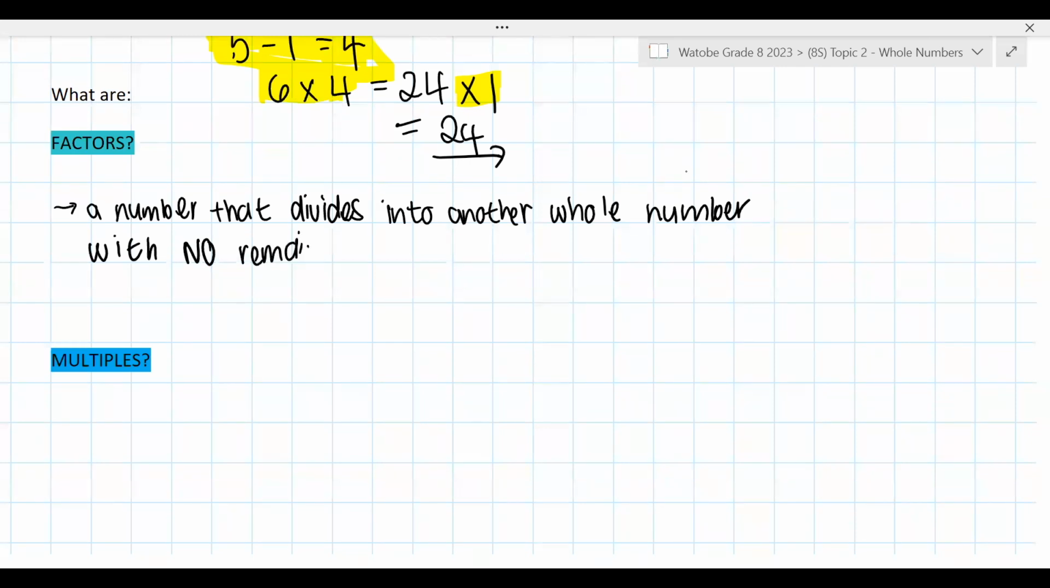If we think about an example, let's say we take the number 4. We now want to ask ourselves what numbers divide exactly into 4 with no remainder. Well, that would be 1, 2, and 4. So 1, 2, and 4 are the factors of 4. That's what a factor is: it can divide into a number without a remainder.